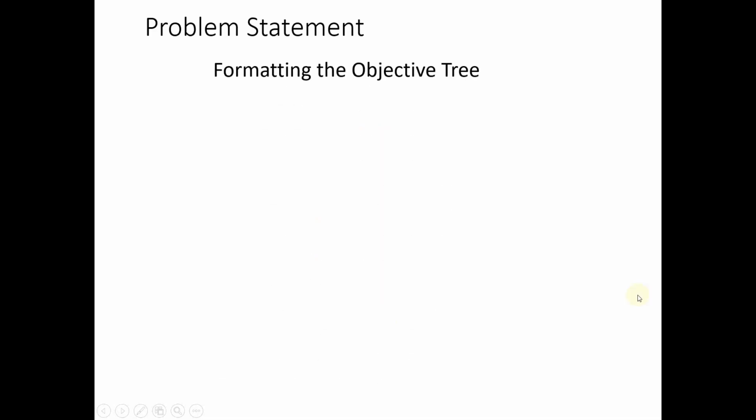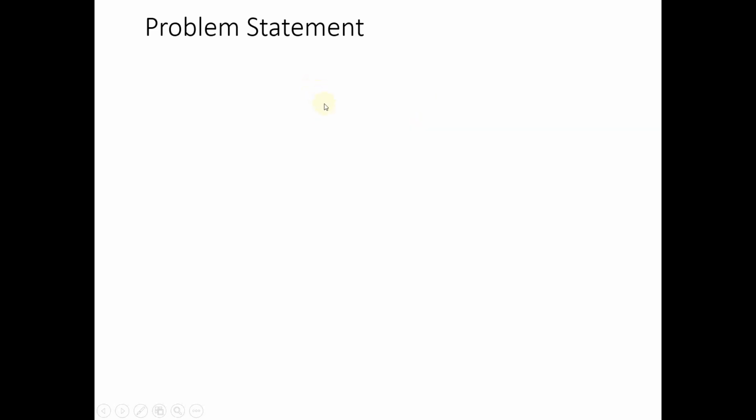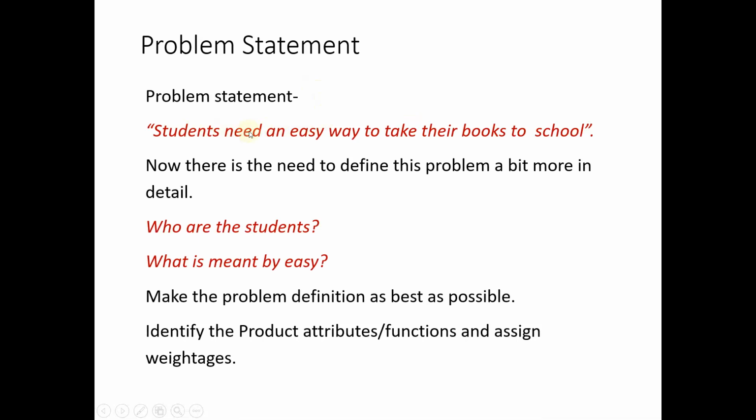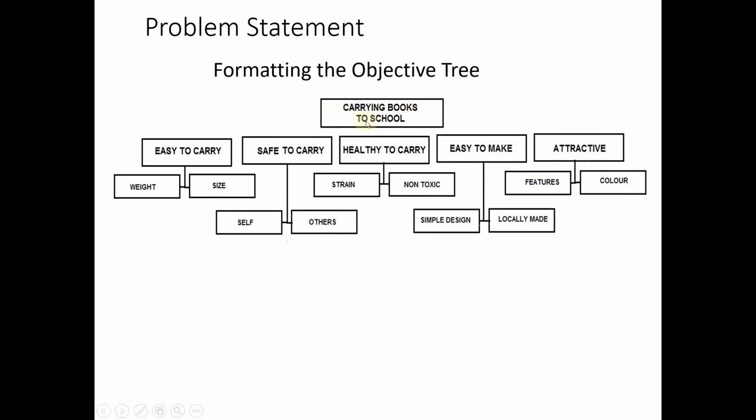So when we identify the problem statement, or when we identify the features of the problem statement, we create an objective tree. So this was the example. We are going to design a bag that students can take easily to school. They can carry their books in that bag very easily to school. That is the problem statement. So carrying books to school, we start from here.